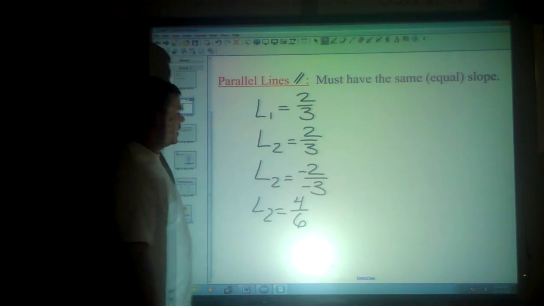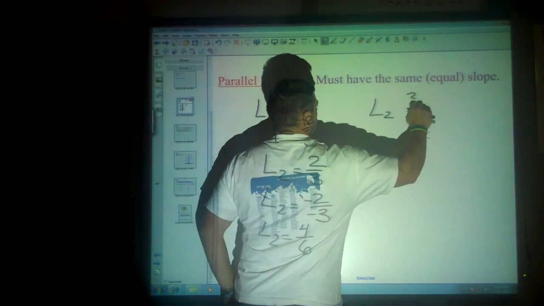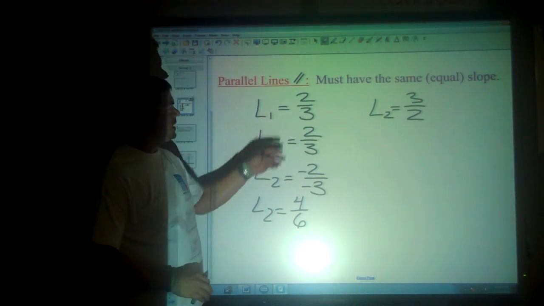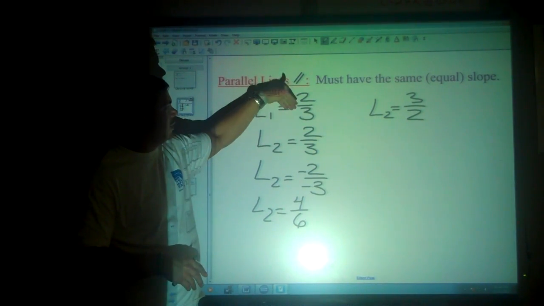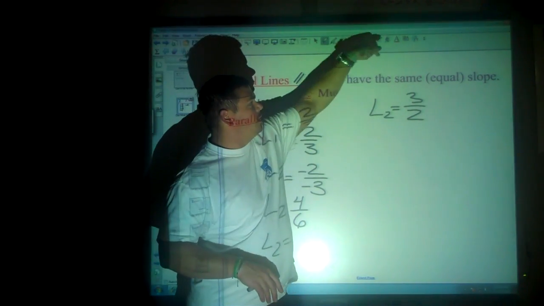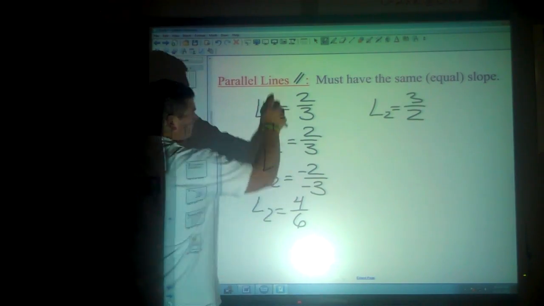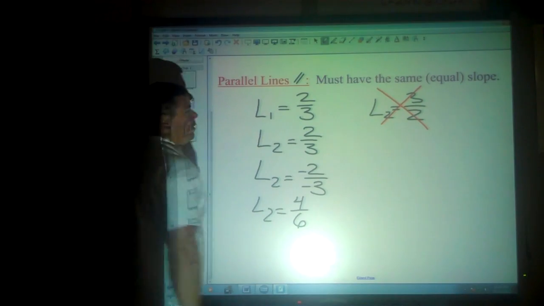But if line 2 has a slope of 3/2, that would not be the same. You might say, but it's got the same 3 and the same 2. That's not the same. A rise of 2 and a run of 3, going up 2 and right 3, is not the same as going up 3 and only right 2. Those are different slopes. So these were parallel, but this one is not parallel, so this would be no good.